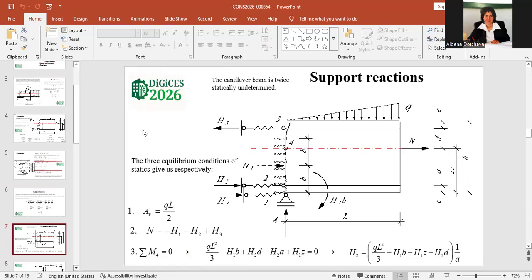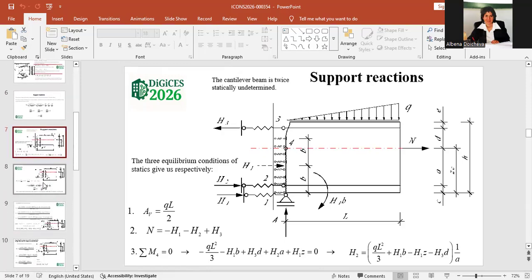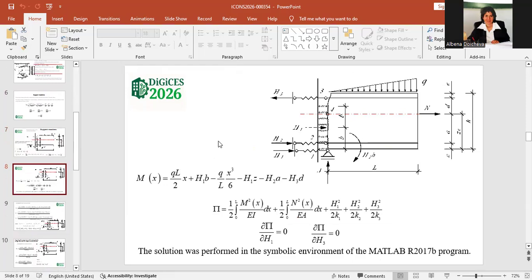Using the equilibrium conditions of statics, we have three equations. Two equations are for forces, vertical and horizontal, and the third equation is for moment about a point of the axis of the beam. From these equations, we can calculate one support reaction as a function of the other two. For these other two support reactions, we need more equations, which we find using the Menabrea theorem and the bending moment of the cantilever beam.